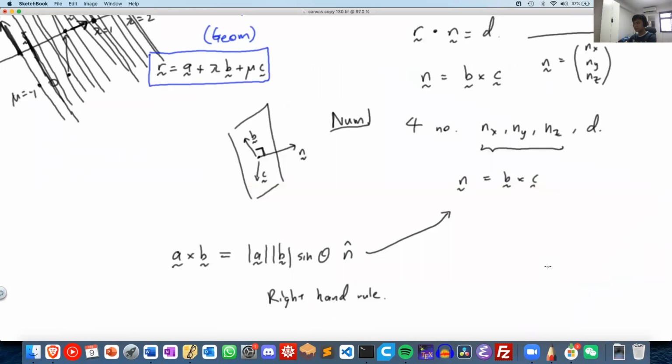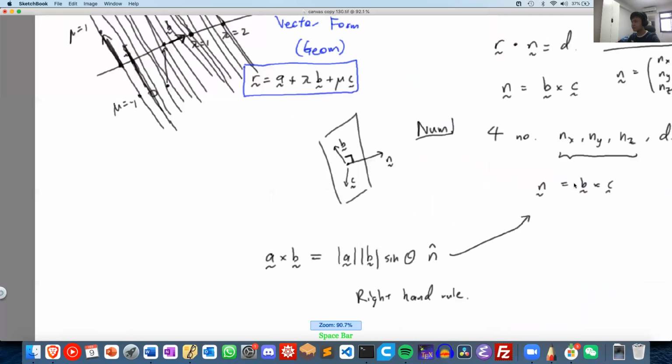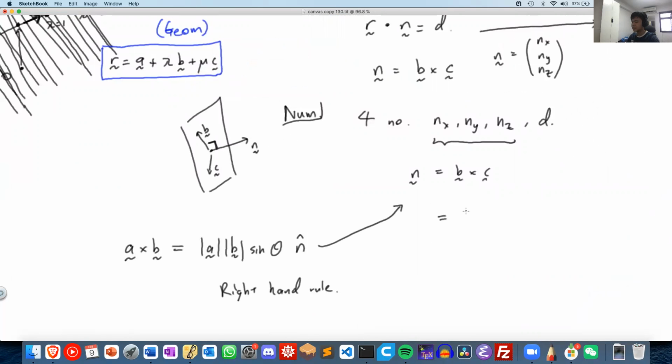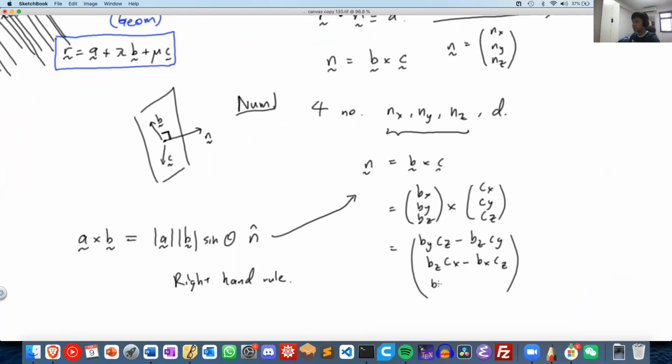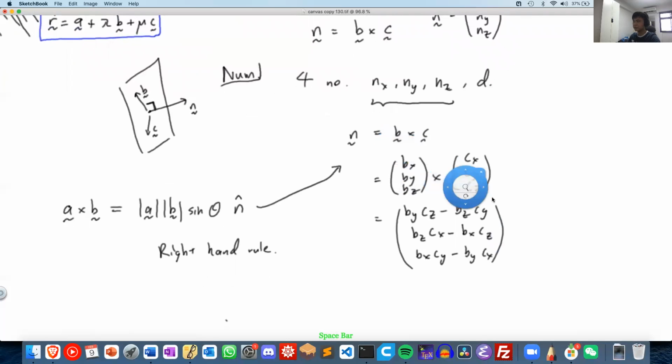Numerically, we covered how to calculate the cross product in the cross product video. It's defined as: (bx, by, bz) cross (cx, cy, cz) equals (by cz minus bz cy, bz cx minus bx cz, bx cy minus by cx). So this is the cross product, and that's how you numerically calculate it.